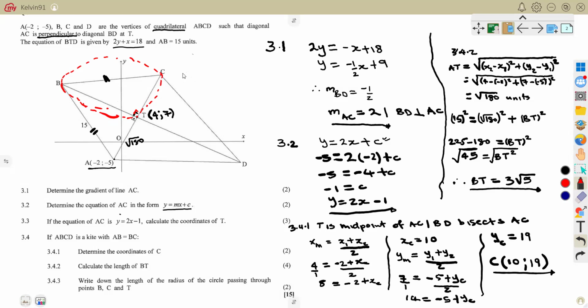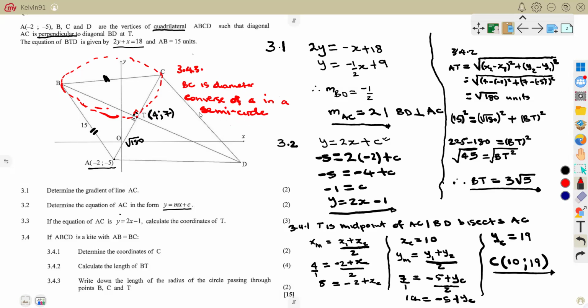So in other words, we are going to answer question 3.4.3. Because this angle is 90 degrees, we can therefore conclude that BC is the diameter. Why are we saying BC is the diameter? It's the converse of angle in a semicircle.